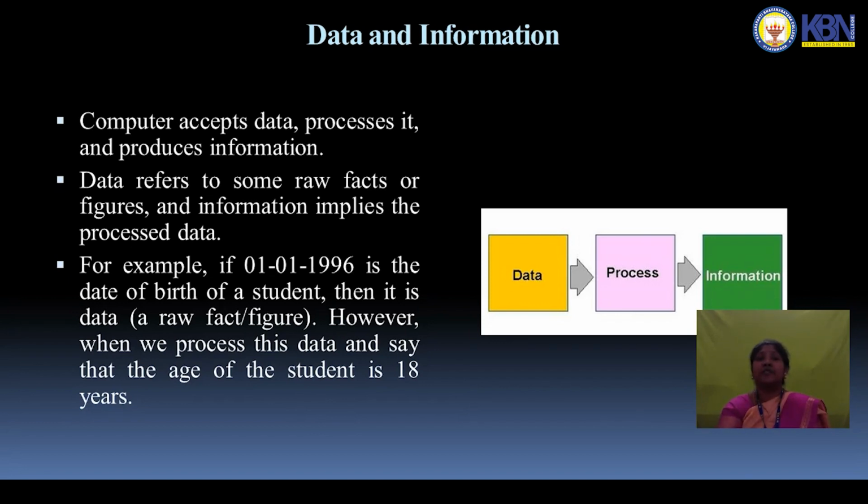Data refers to raw facts and figures. For example, figures may mean a barcode or a scanned picture. Information implies the processed data, which is the output. For example, take student data like birthday: 1/1/1996 is the date of birth of a student. So it's a raw fact. But the complete data means the student name, roll number, studying college and date of birth.